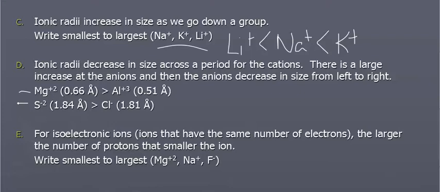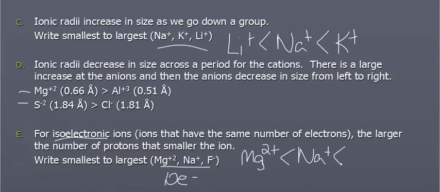For isoelectronic ions, know the term isoelectronic, it means the same number of electrons. The larger the number of protons, the smaller the ion. If I'm comparing these three right here, if you look at the periodic table, they all have 10 electrons, so they're isoelectronic. The smallest would be magnesium because it has the most protons, and then sodium, and then fluoride.